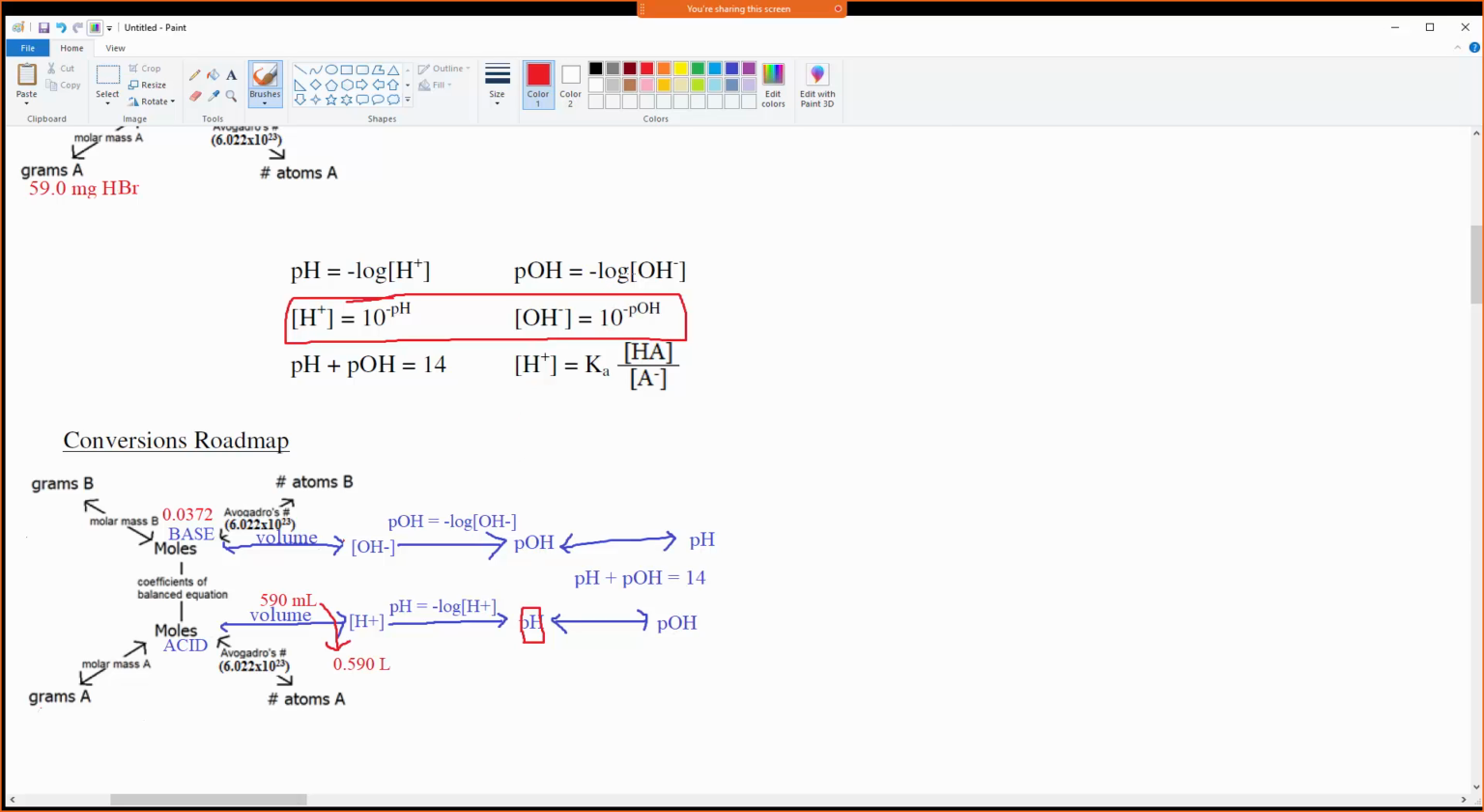So 10 raised to the is the opposite of a log base 10. So if you wanted to take the inverse of a log, you could take this equation and solve for the H plus. This is what you would do. You'd move the negative sign over, you'd take 10 raised to both sides, and then you'd be able to solve for the H plus if you had the pH.